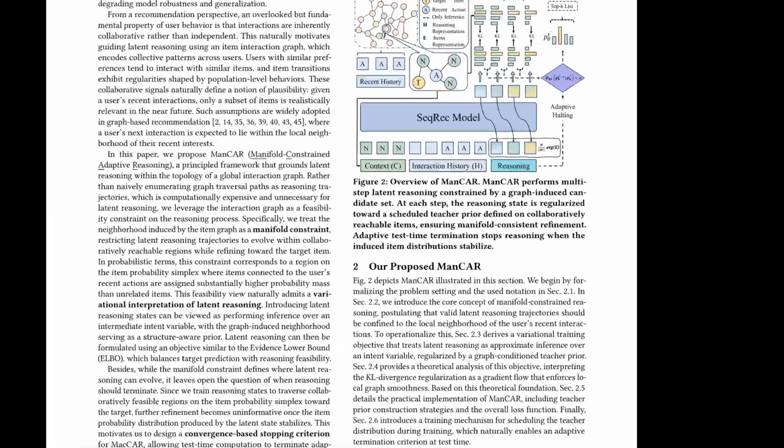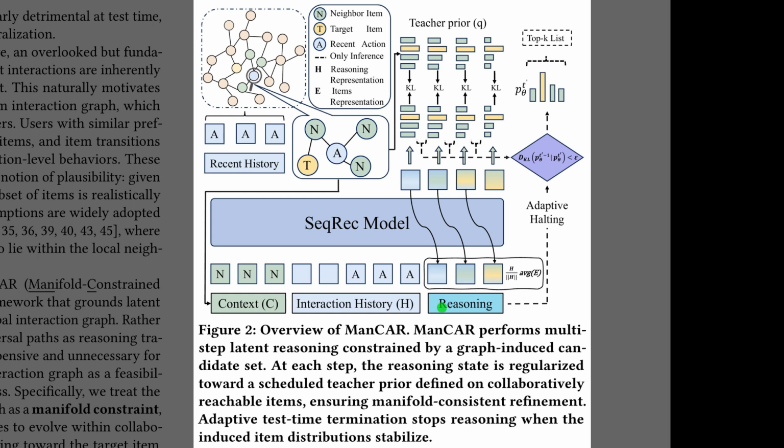Figure 2 provides a blueprint of the ManCAR framework and its reasoning loop. On the left, we see how the model derives context from the global interaction graph, identifying neighbor items that surround the user's recent actions. This context enters the sequential recommendation model at the bottom to initiate the reasoning process. As the model generates intermediate states, the teacher prior in the upper right guides them, ensuring they align with valid item clusters rather than drifting off.